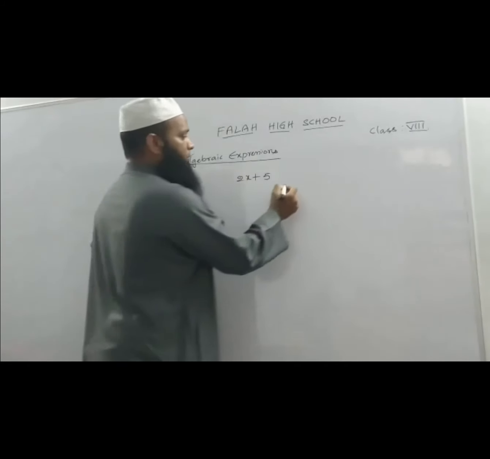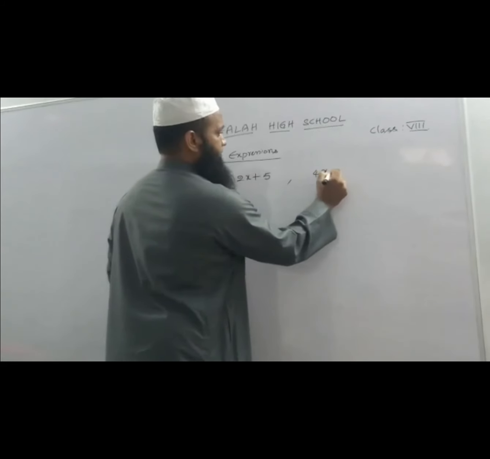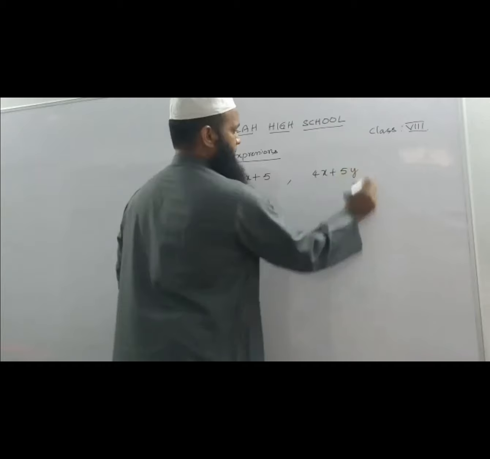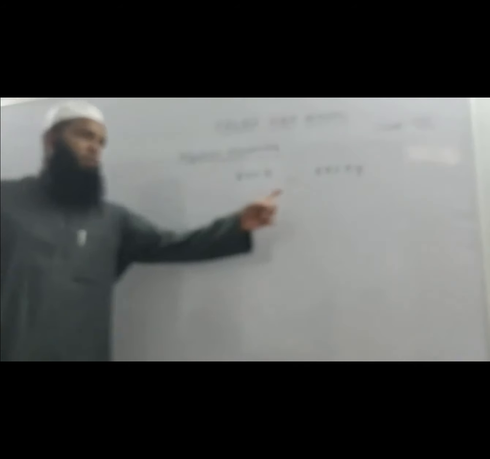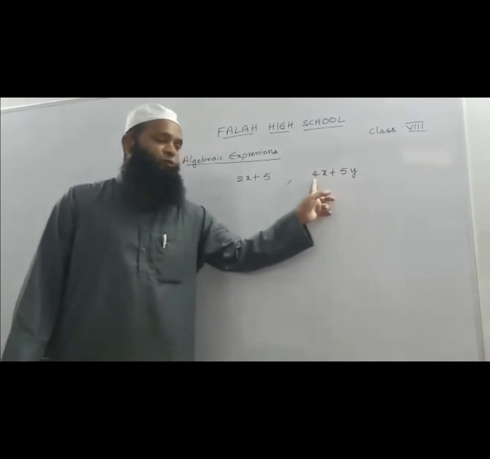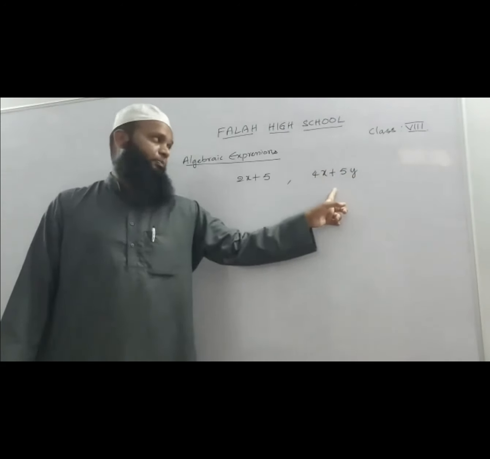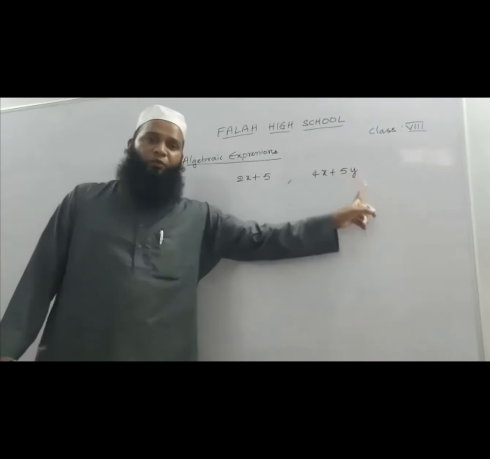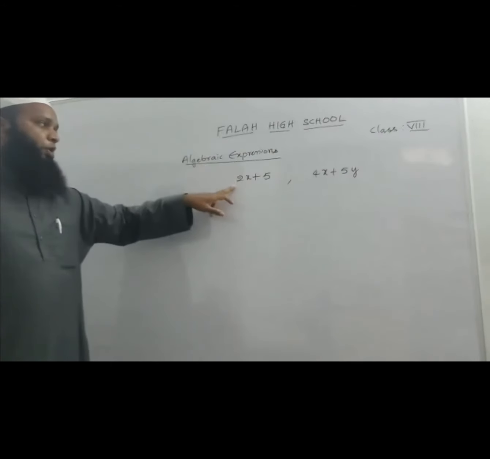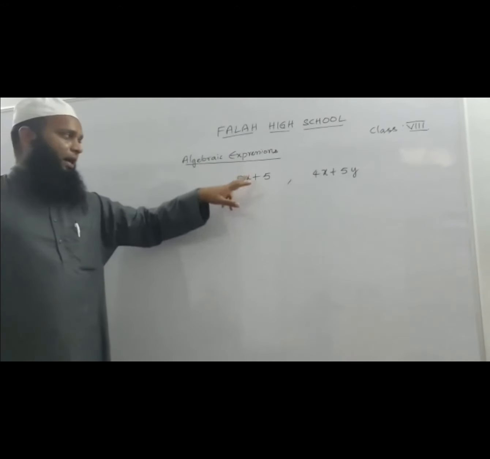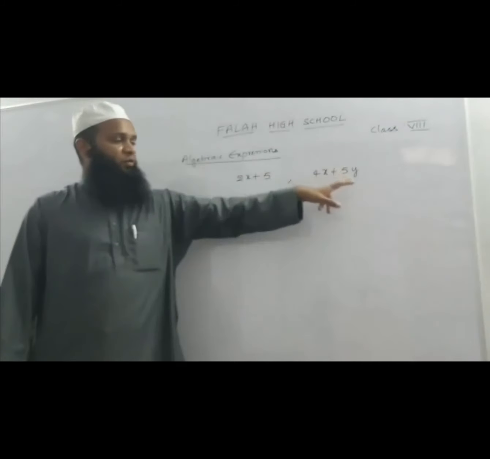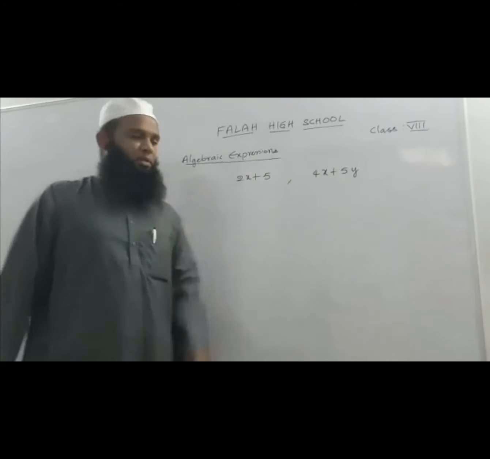One more example. This is also an algebraic expression. It has variables. And here 4 is called the coefficient of x, 5 is called the coefficient of y, 2 is called the coefficient of x, and this x and y are called variables.